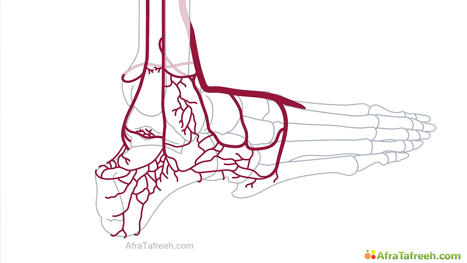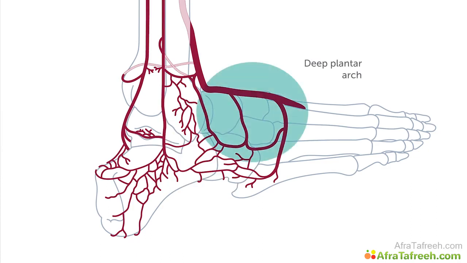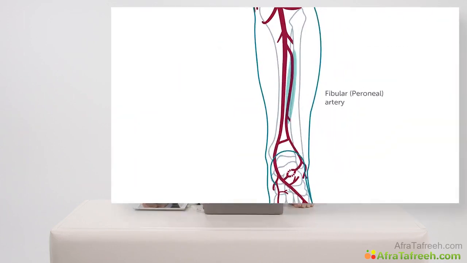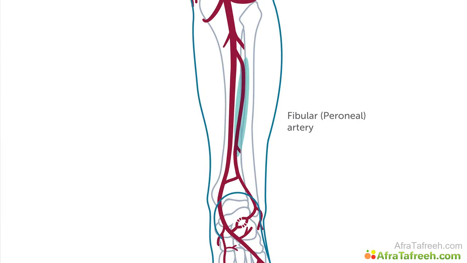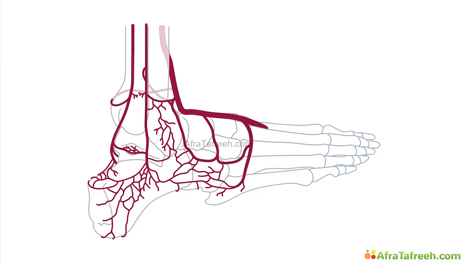These arteries supply the plantar side of the foot and contribute to the supply of the toes via the deep plantar arch. The fibular or peroneal artery descends posteriorly to the fibula within the posterior compartment of the leg. It gives rise to perforating branches which penetrate the intermuscular septum to supply muscles in the lateral compartment of the leg. As it progresses down into the foot, the fibular artery branches around the calcaneus of the foot.